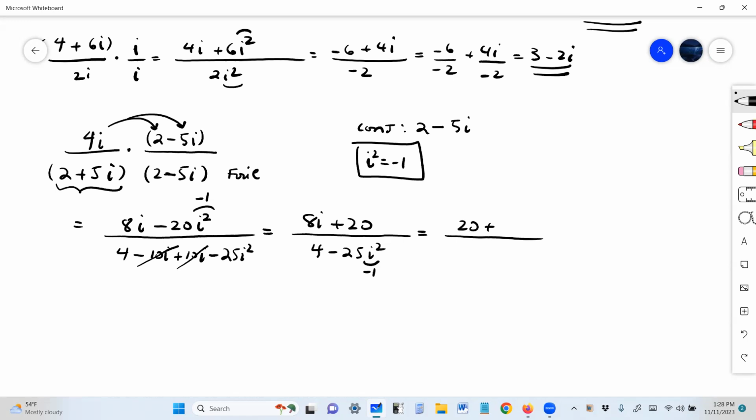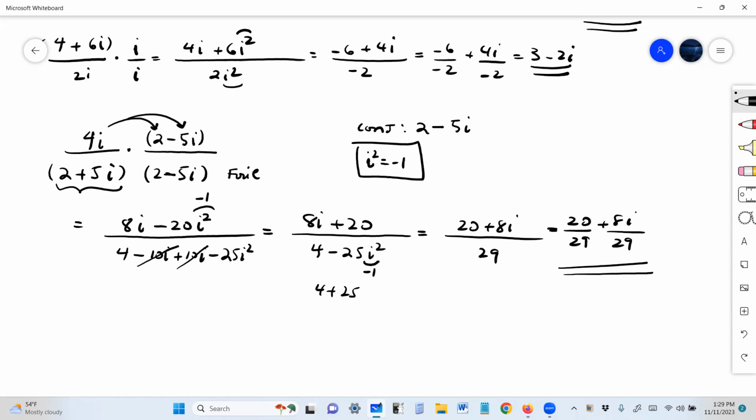So 20 plus 8i. And I have minus 25 times minus 1 is positive 25. So 4 plus 25, which is 29. Okay, and then we split it to leave it in normal complex number form, and this is our answer.